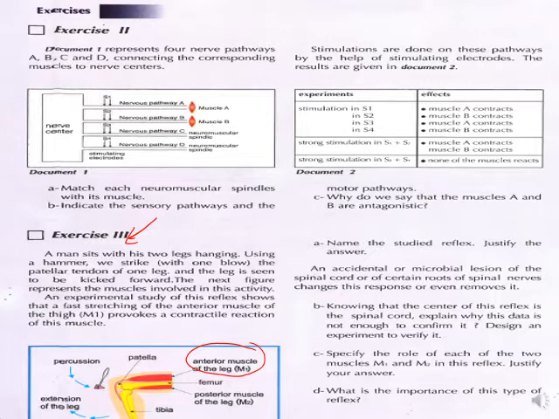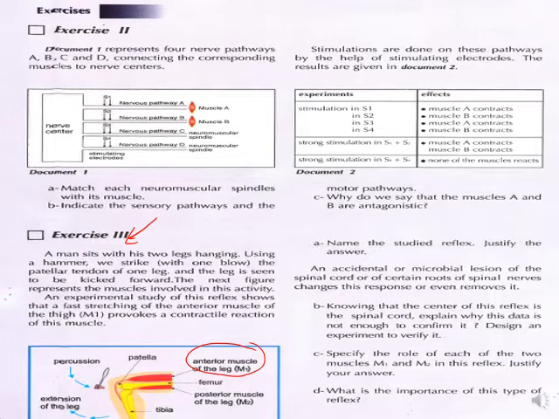So they said, name this reflex. What do we call this reflex? Sure, it's called the myotatic reflex. Why? Because the muscle contracts upon its stretching. You have to study this and you have to know this. An accidental or microbial lesion of the spinal cord or of certain roots of spinal nerves changes this response or even removes it. So knowing that the center of this reflex, sure, is the spinal cord.